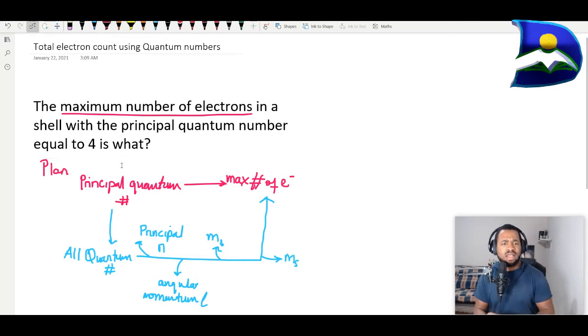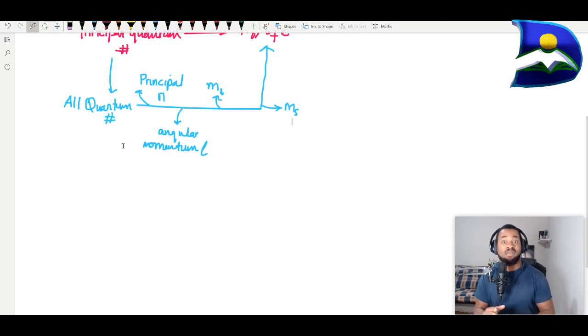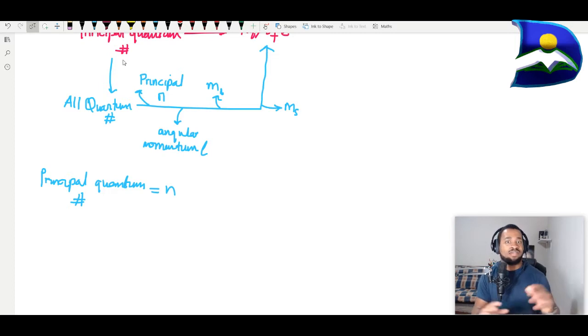So let's look at each of these, dive deep into their specific properties, and explain how each of them works in determining the maximum number of electrons in the principal quantum number. For the principal quantum number, we know that this is represented as n, which explores the size of the atom, specifically the orbital itself. So the size of the orbital is the main factor that contributes to the principal quantum number.